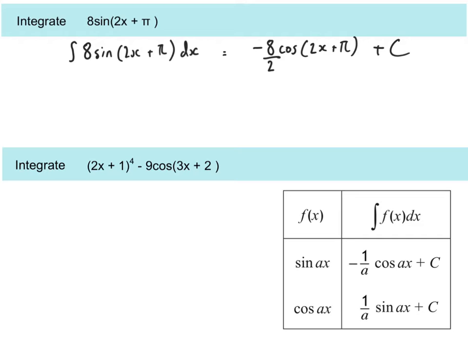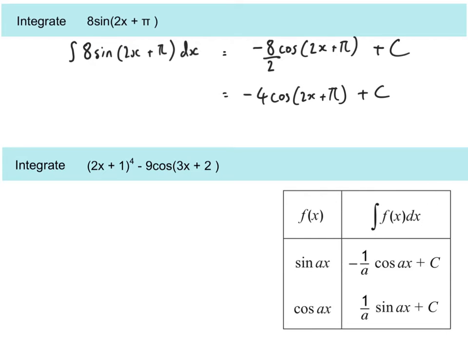All that remains to be done here is to tidy up that fraction. So I've got negative 8 over 2. That'll go to negative 4. And the cosine of (2x plus pi) plus our constant of integration, all of that stays the same.